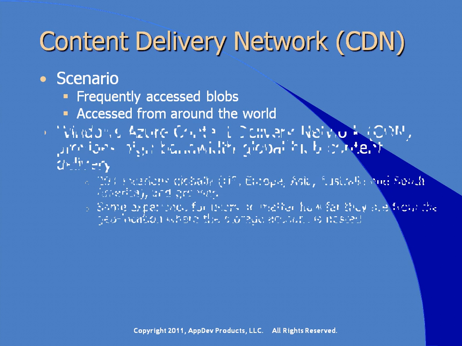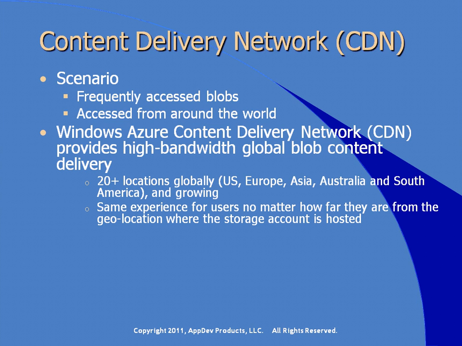Blobs can be accessed from anywhere around the world, and data stored in the Content Delivery Network enables storage accounts to retrieve from the original storage container and cache those blobs at each edge node in a lazy load fashion. There are more than 20 global Content Delivery Network edge node locations around the world, in Europe, Asia, and the US. It is the same experience for all users no matter how far they are from the edge node where the storage account is hosted.